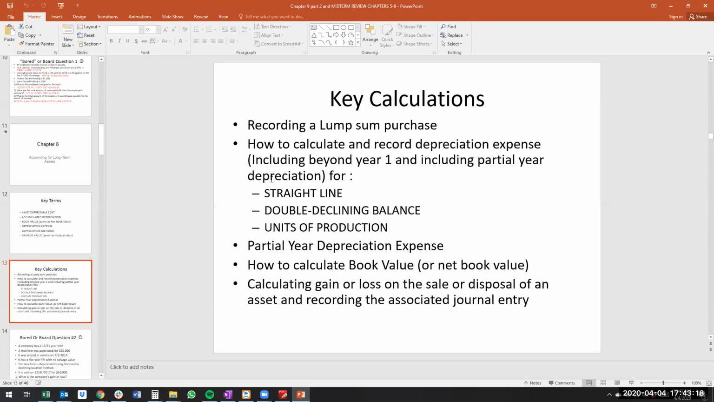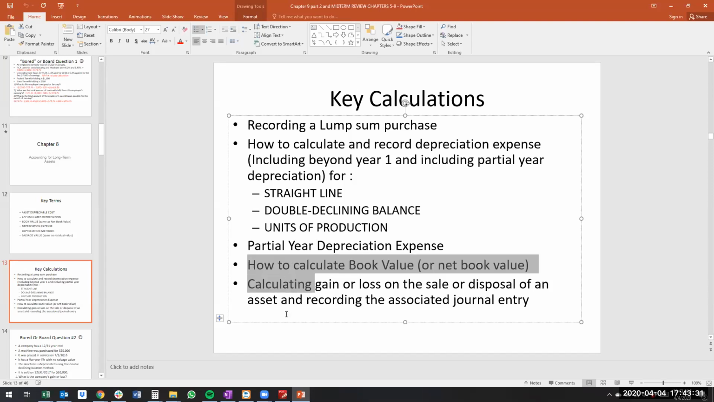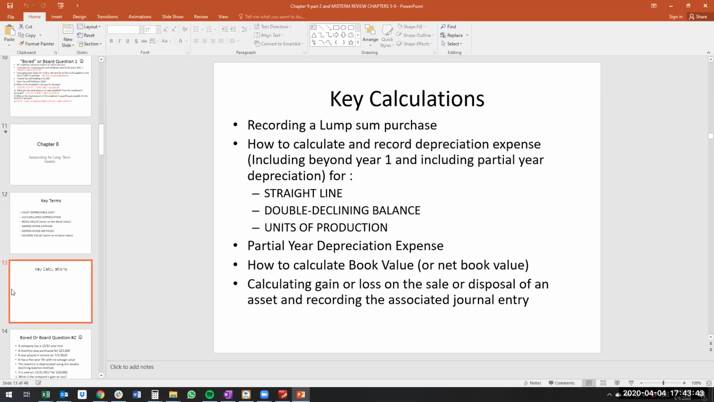Key calculations. Make sure that you know the difference of all the calculations for straight line, double declining, and units of production, and how to calculate and record the depreciation expense, how to do partial year depreciation expense, how to calculate book value or net book value, and how to calculate gain or loss on sale or disposal, all of which we went over, and you have a recording of that lecture. So let's go over an example, and then I'll open up for questions.